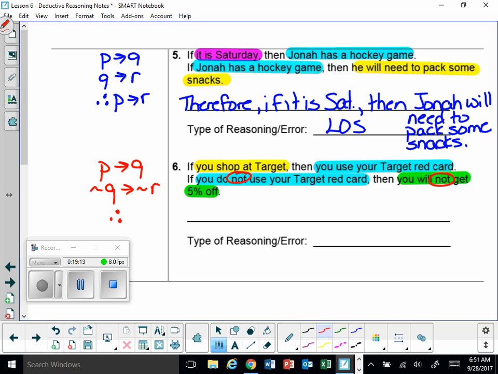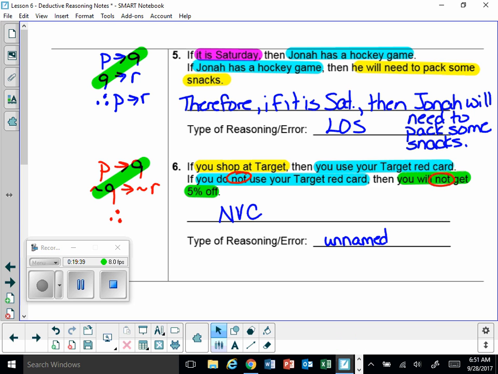Is that the law of syllogism? No. In order to be the law of syllogism, these two have to match up perfectly. See up here how they matched up perfectly? Because they're not matching up perfectly, there is no valid conclusion, and there isn't a name for this type of error. It's unnamed. No special names when the law of syllogism goes wrong.